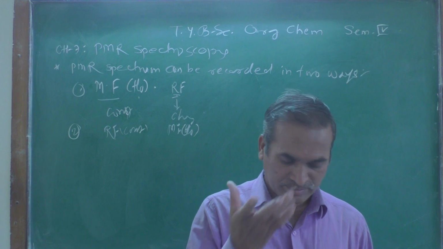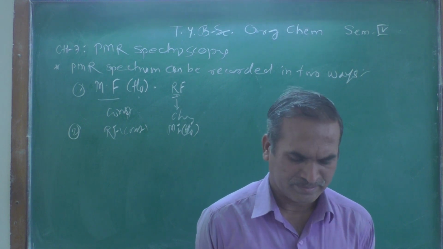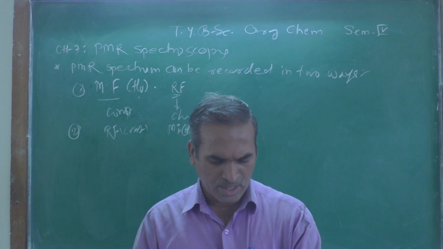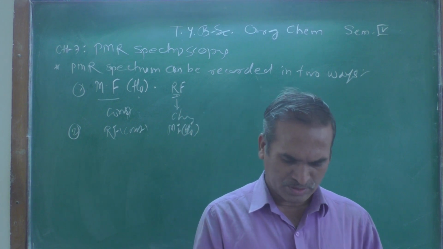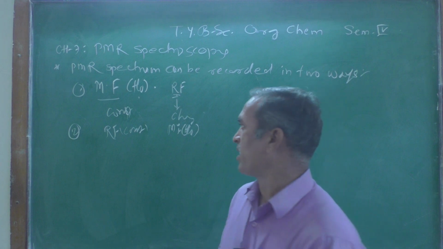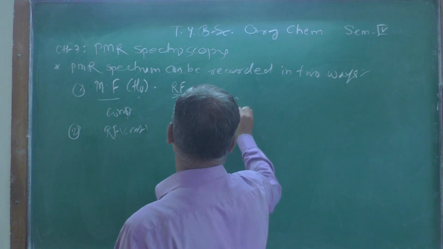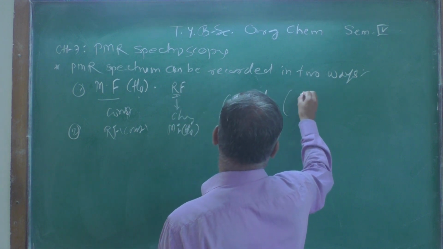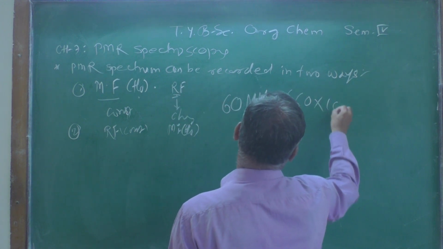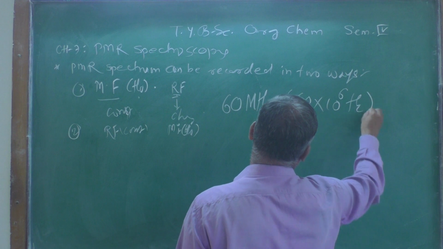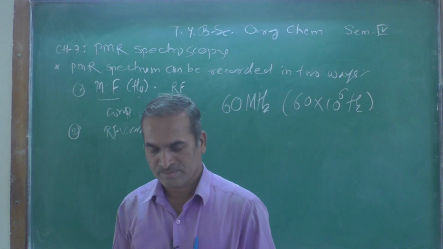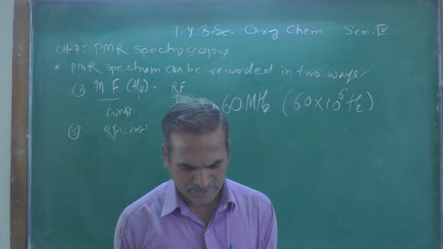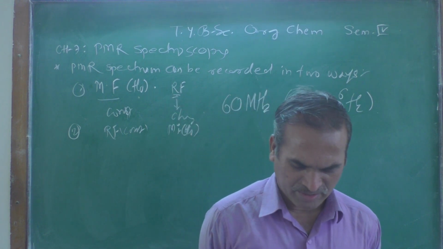In most PMR instruments, the radio frequency used is 60 megahertz. Generally 60 megahertz is nothing but 60 into 10 raised to 6 hertz. Hertz is a unit of frequency.